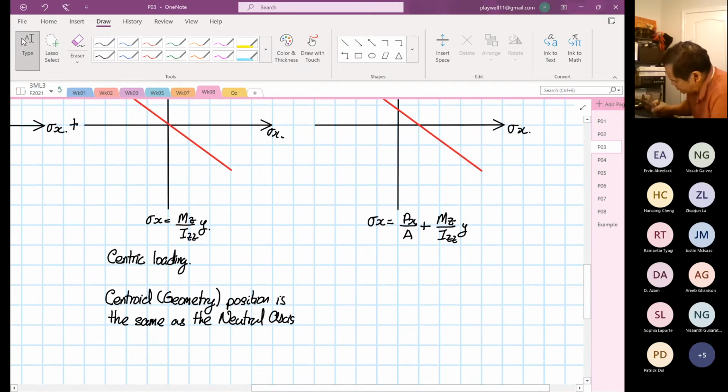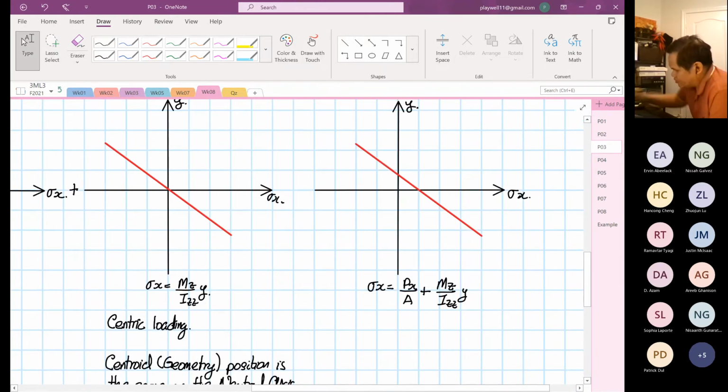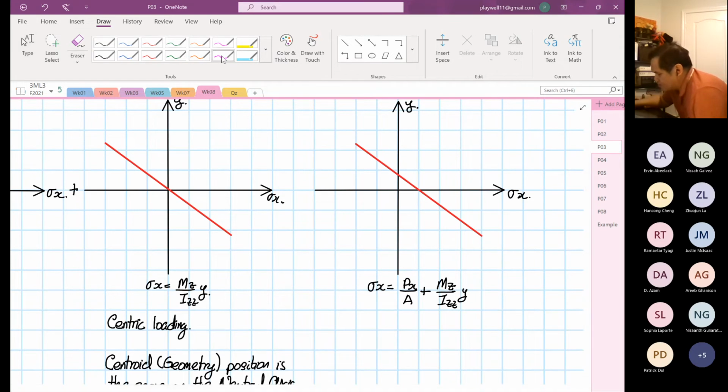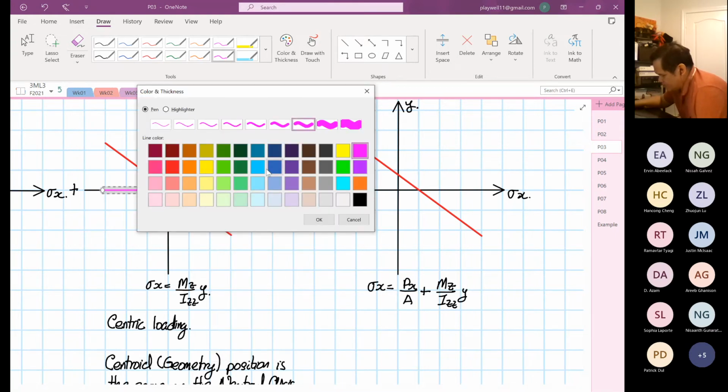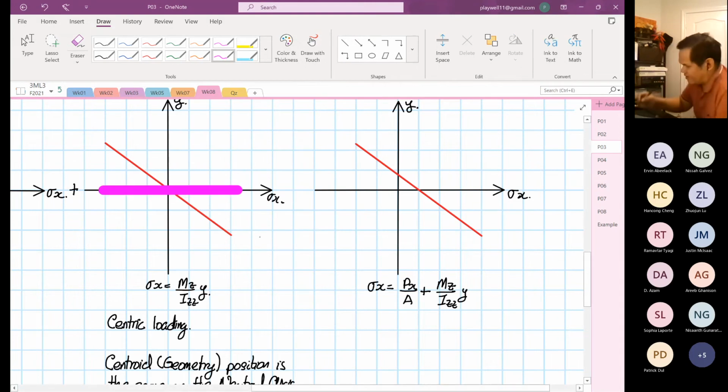And the neutral axis is based on what? Stress field. I'm going to make a very dark line, this pink line. Can I increase it? Okay. Where you see this pink line is the position of the centroid and neutral axis.